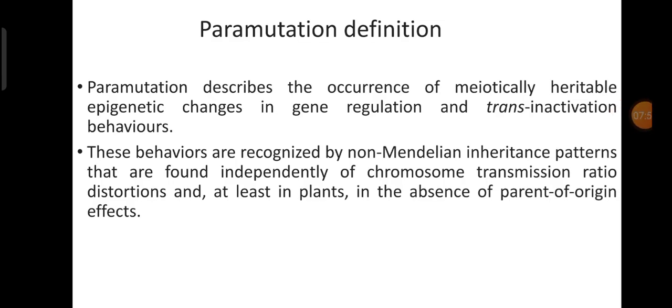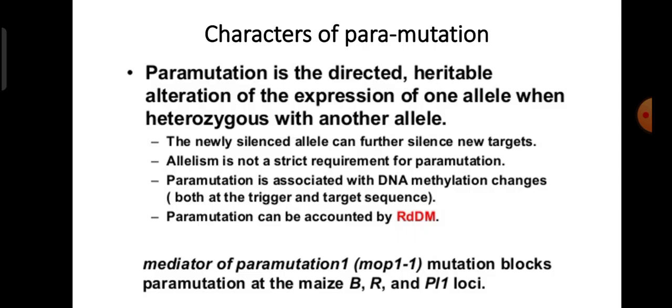The definition is: paramutation describes the occurrence of meiotically heritable epigenetic changes in gene regulation and trans-inactivation behavior. The behavior is recognized by non-Mendelian inheritance patterns that are found independently of chromosome transmission ratio distortion, and at least in plants in the absence of parent of origin effects. Coming to the characters of paramutation.